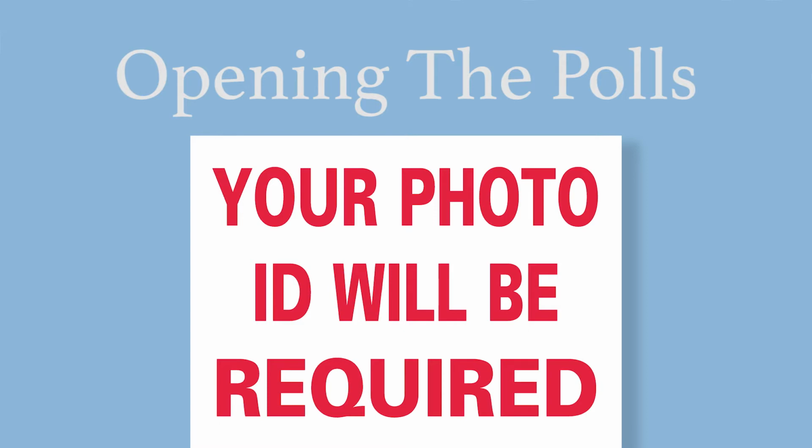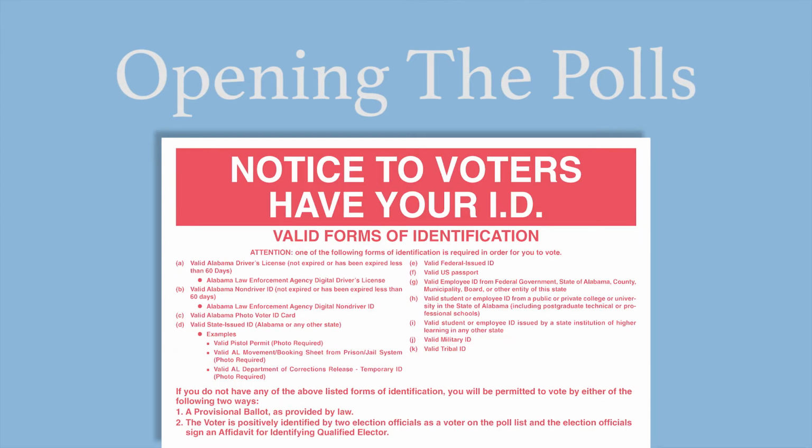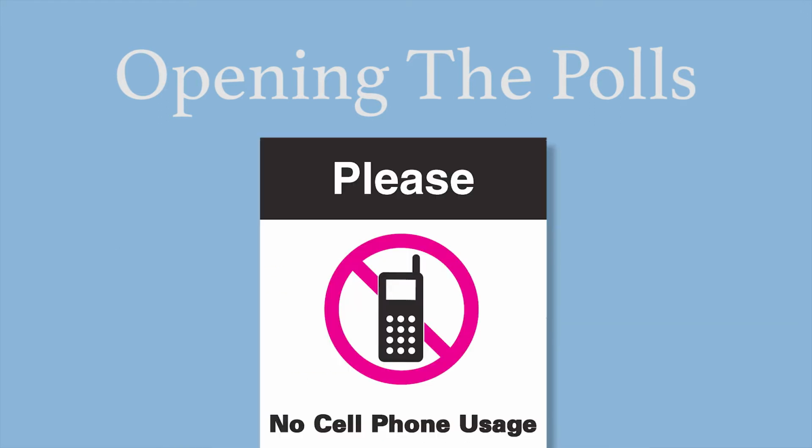You will be required to have a photo ID to vote in Alabama, and a poster is provided with all of the appropriate IDs that are permissible. There's also a no cell phone poster. You're not allowed to take photographs in the polling site, except that now there is a provision where a voter may take a selfie of themselves and their ballot inside the polling site, but they cannot capture any other voter's ballot in that photo.